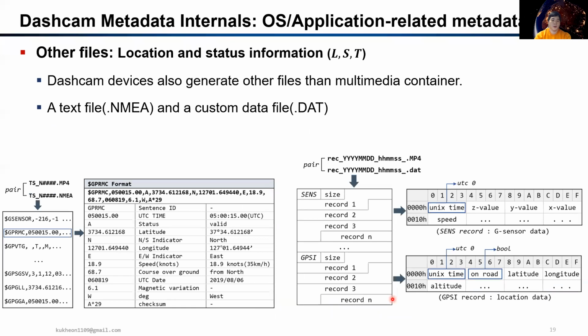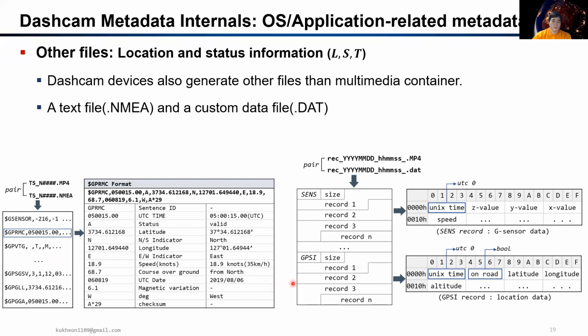Dashcams generate not only multimedia files, but also other files. I'm going to give you 2 examples. One is a text file that uses NMEA format. Our NMEA file is created to record additional information about video frames for each multimedia container file. As shown in this figure, it allows examiners to identify metadata through interpreting NMEA messages.